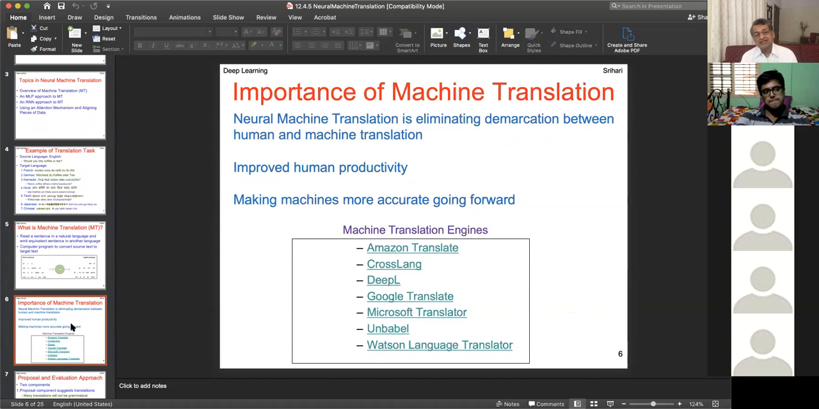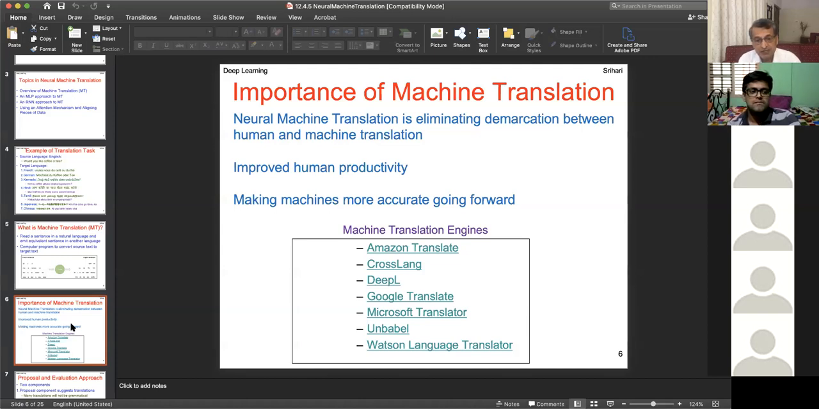And this is just a slide on why machine translation is important and what is happening. Okay, today neural machine translation is eliminating the demarcation between human and machine translation. It has become pretty good, and it has improved human productivity. So people can always quickly look at translations into their native language to understand what is being said. And it will also allow making machines more accurate going forward. Many of the technologies developed, as I mentioned already, are from here and being exported to other topics.